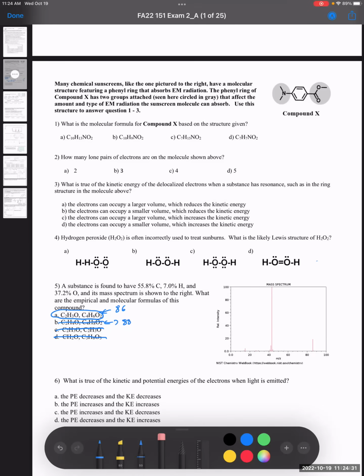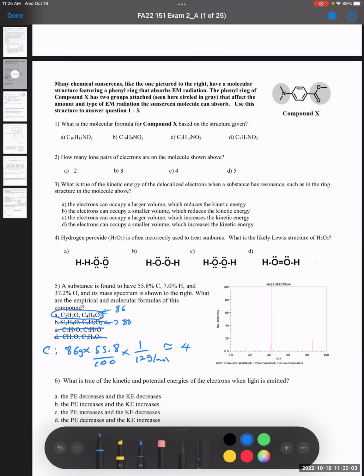And how do we do that? When it comes to carbon, out of 86, 55.8% is the mass of carbon, and this is in grams. Divide that by the molar mass of carbon, which is 12 grams per mole. You're going to get the moles of carbon, which is around 4.